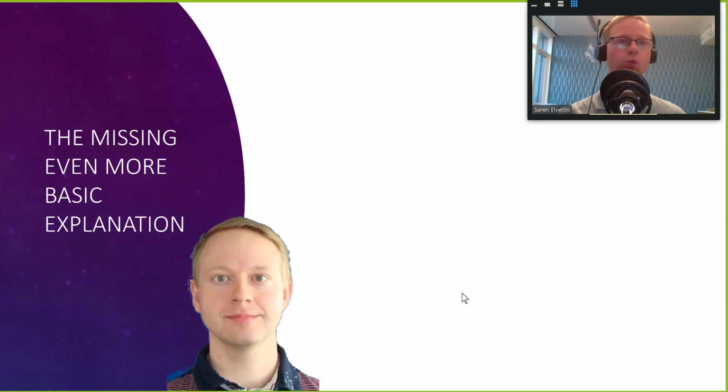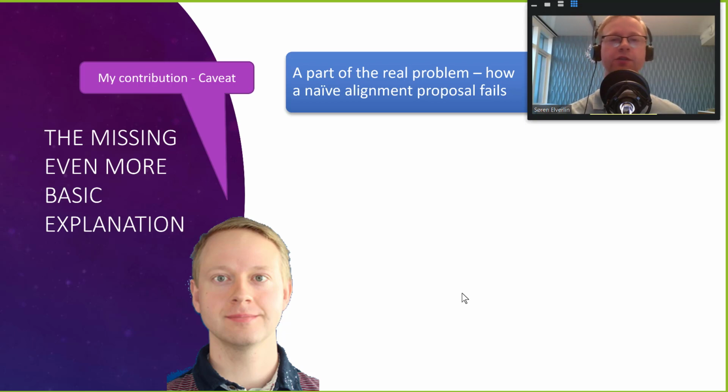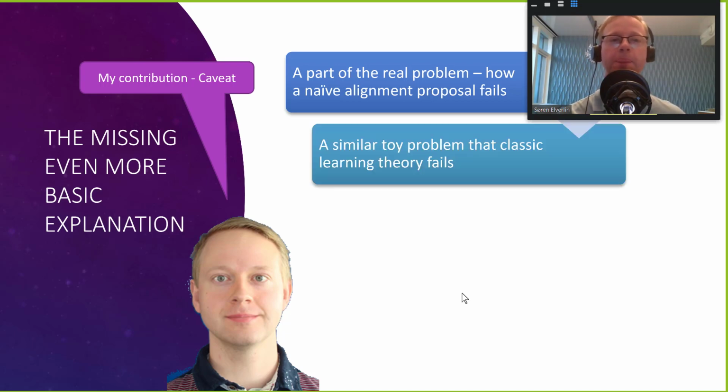I will start one step earlier than David by giving an even more basic explanation of how Infra Bayesianism fits together with AI safety. So I will start by giving a naive alignment proposal and see how that fails in a very contrived example. This is, of course, my contribution and not something that David Matolcsi has written. So buyer beware, or listener beware.